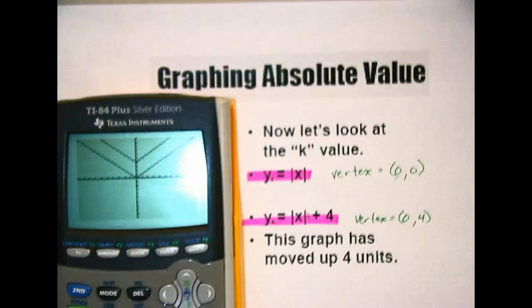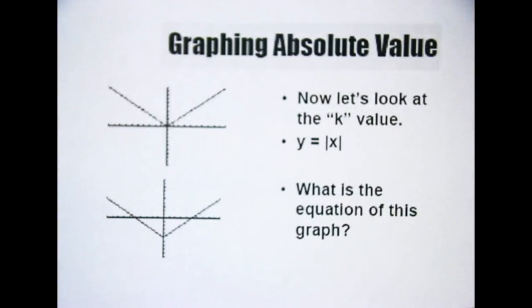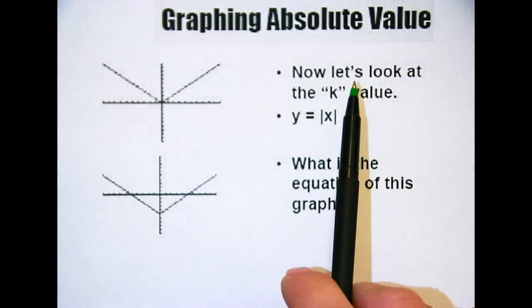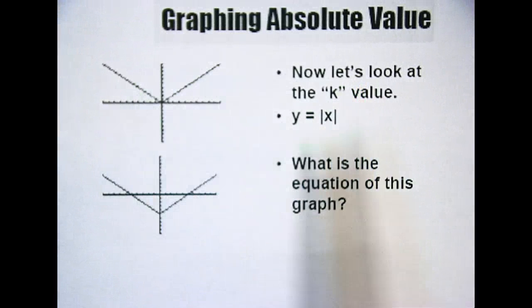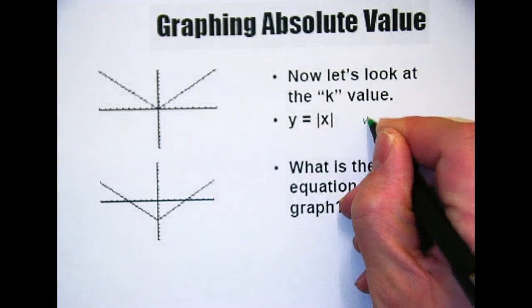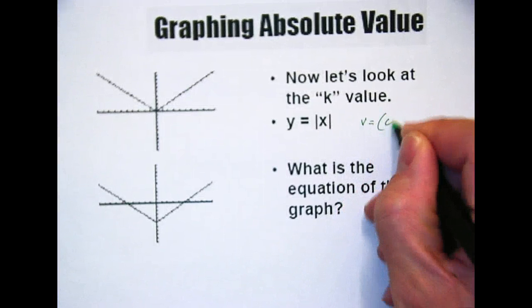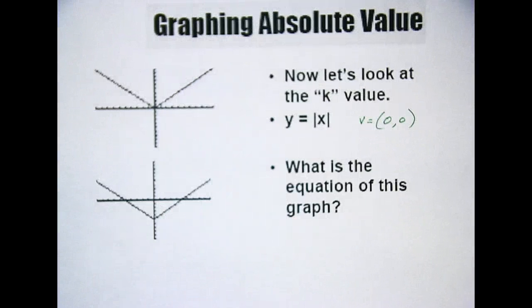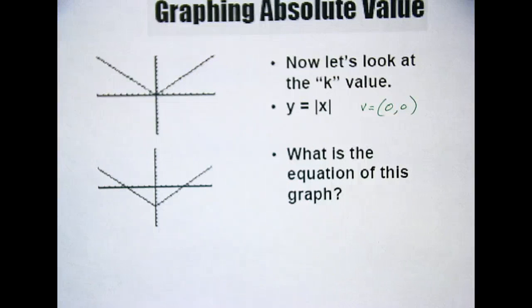Well, let's go ahead and try that. There's our original. Okay. Oh, by the way, we'll go through the k value here, but let's look at our original, y equals absolute value of x, where we know the vertex is equal to 0, 0. Okay, and now we have this one. I want you to write the equation for that graph. I'll zoom in on it so it's a little easier to see.